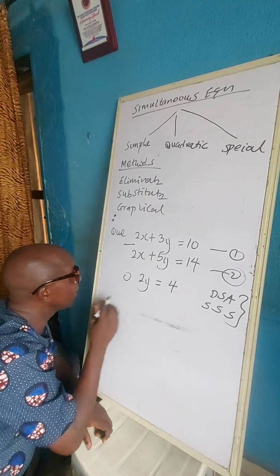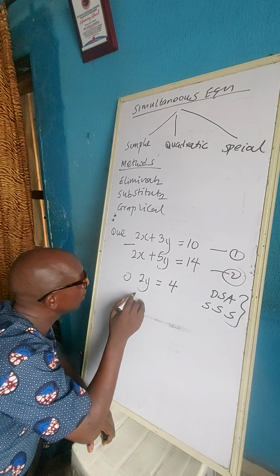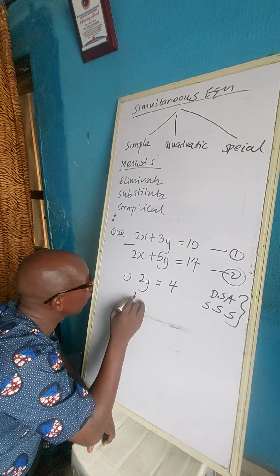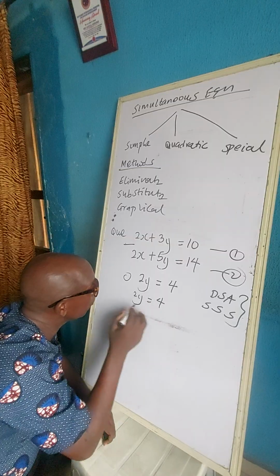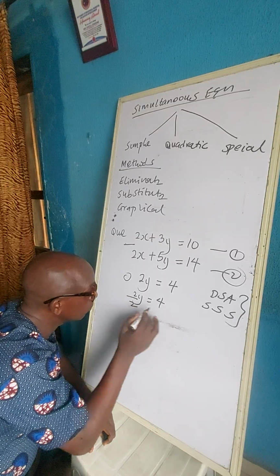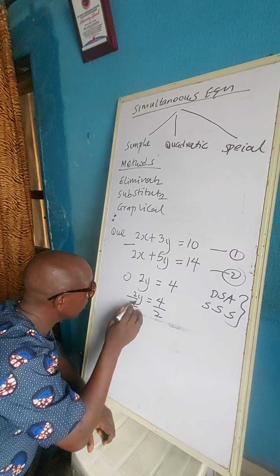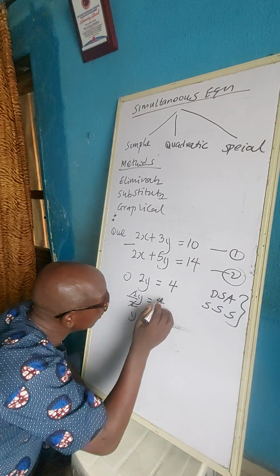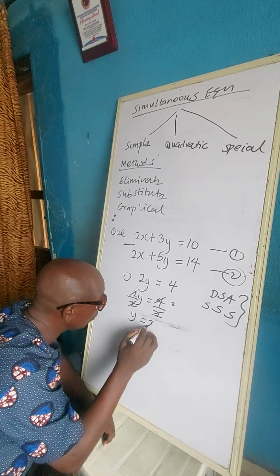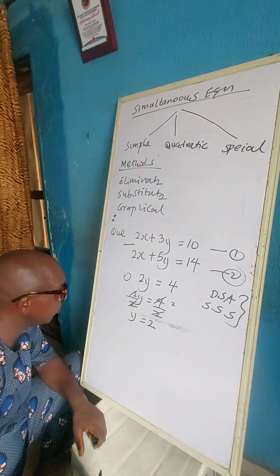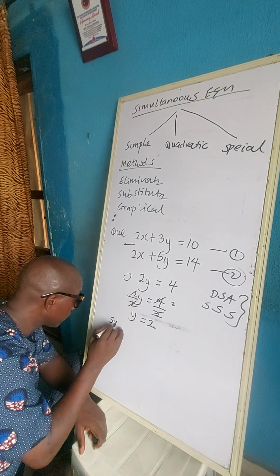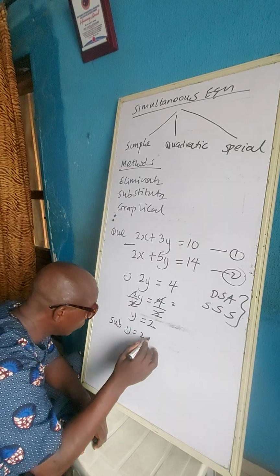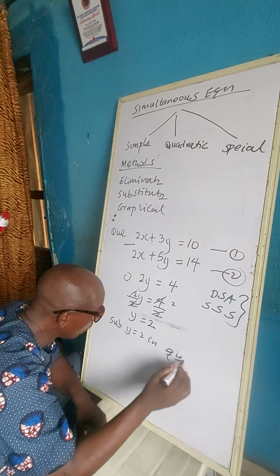That's 4. Make y the subject of the formula, which means 2y equal to 4. Divide by 2, divide by 2. Cancel. y equal to 2 here, 2 in 4, 2. y equal to 2. Substitute into any of the equations and solve.